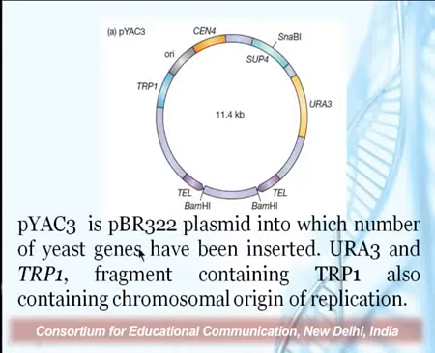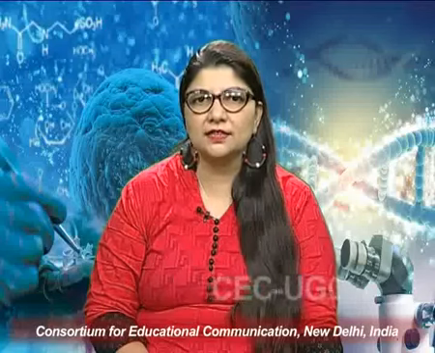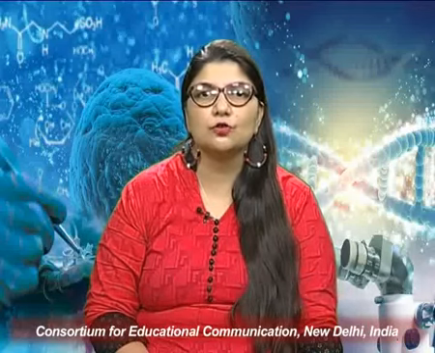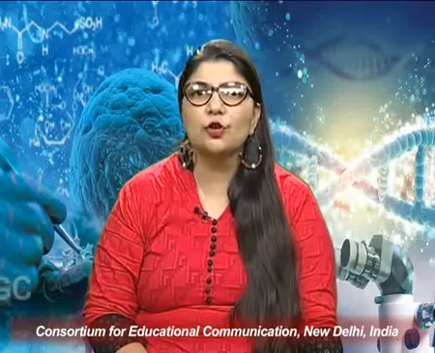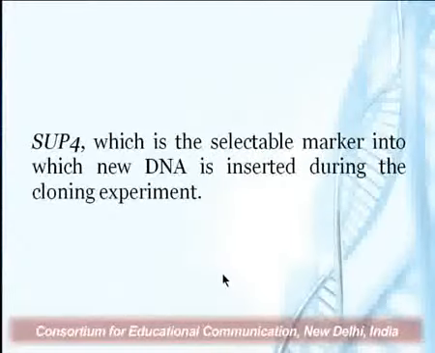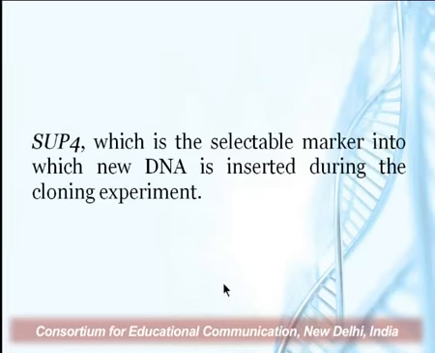So, you can see that there are two TEL telomeric regions, a CEN region, an origin of replication, and the two genes which we have talked about, URA3 and TRP1. Such artificial chromosomes are termed, in this case, yeast artificial chromosomes. Then there is also a gene called SUP4, which is a selectable marker into which the DNA is inserted during the cloning experiment.